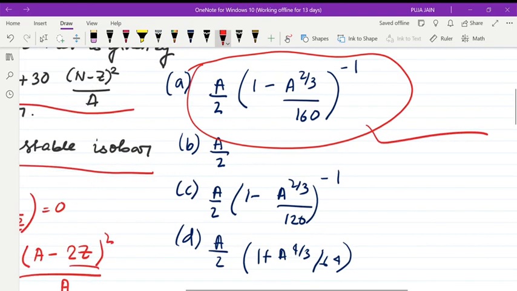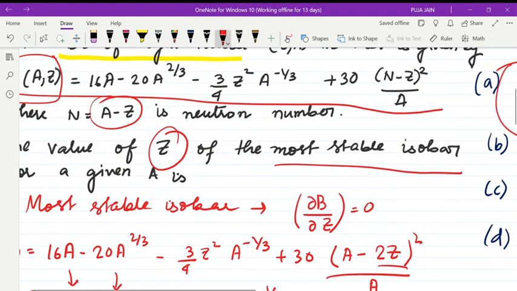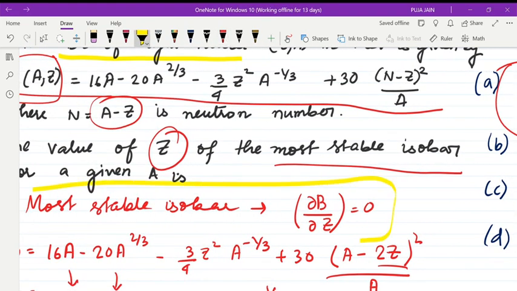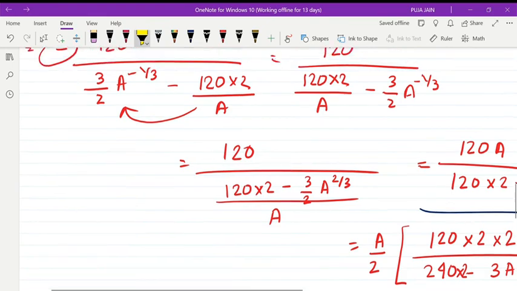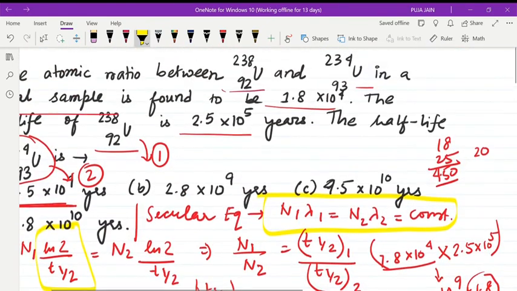So the concept here is that for the most stable isobar, del B by del Z equals 0, and then basically the calculation part, where you need to be slow and steady. Okay, so we will stop here today.